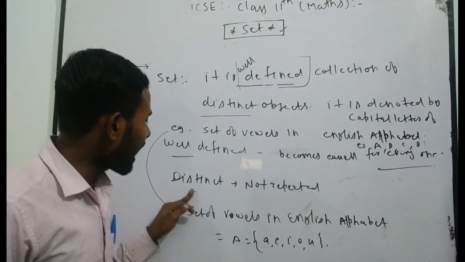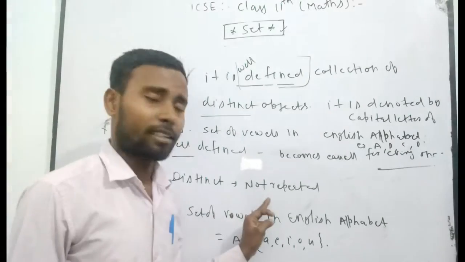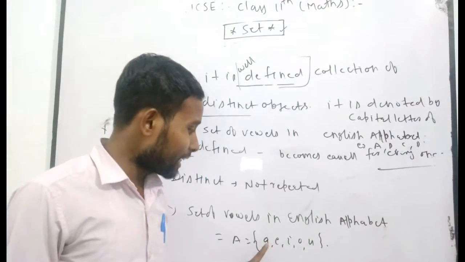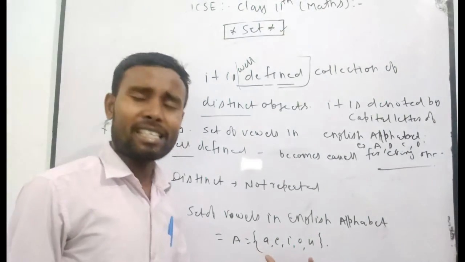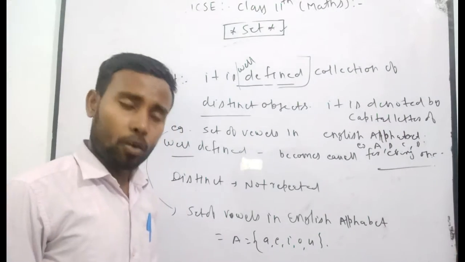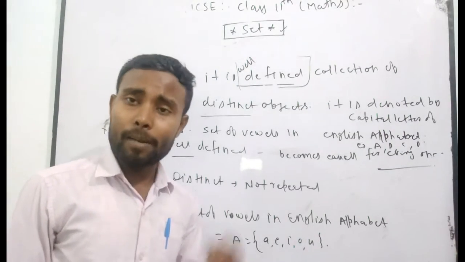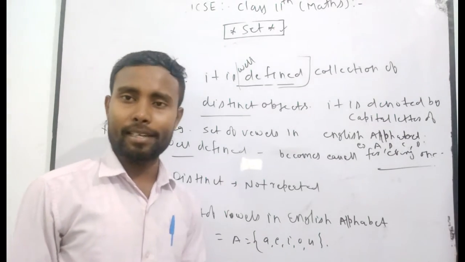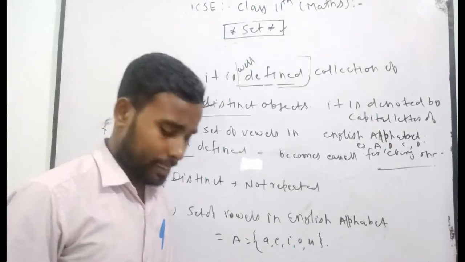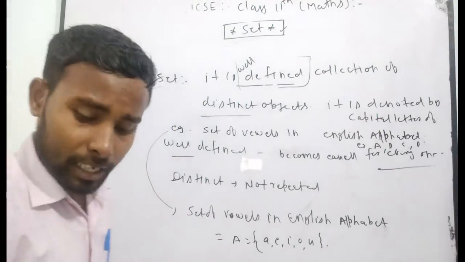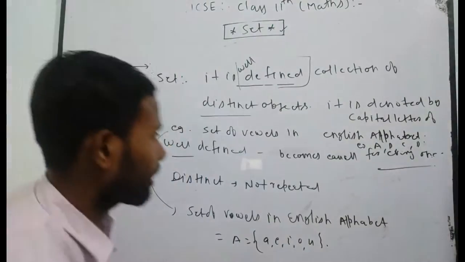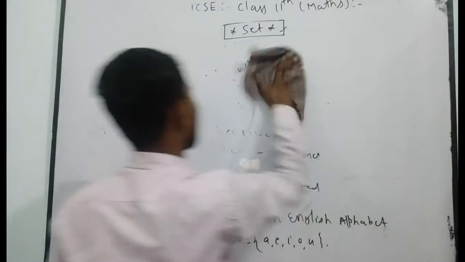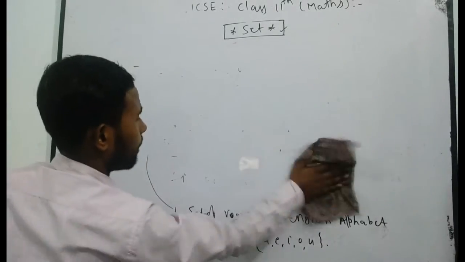Now, here next will be distinct. Is it distinct? Not repeated. In this set, does there exist any element which is repeated? No. Every element is different from each other. So, it is a set. I think you understand. Now, I will again take some examples. But firstly I want to erase this definition, and take the next example.